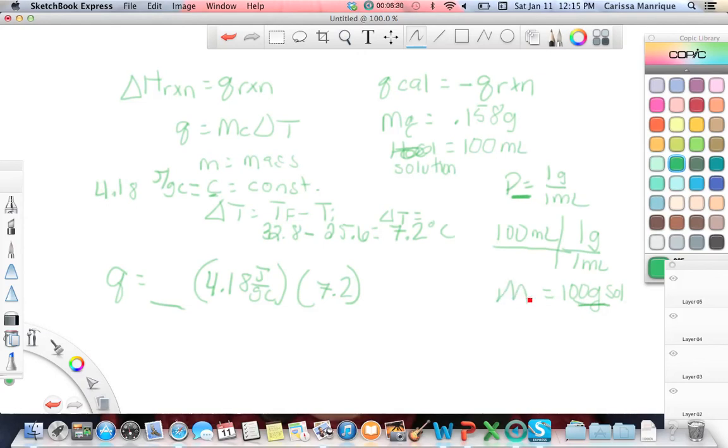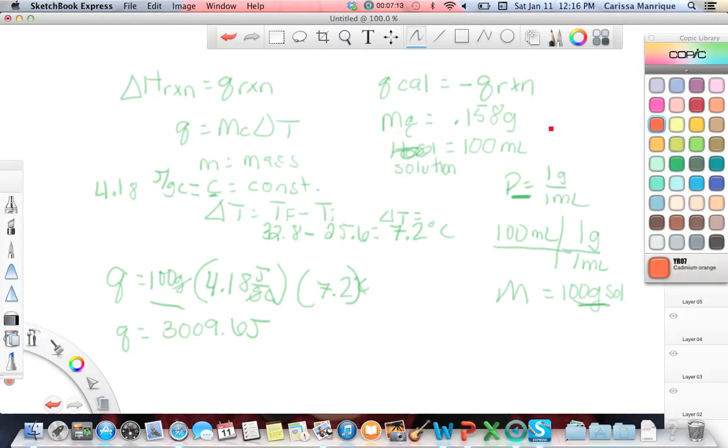And that will actually equal my M. So my M is 100 grams. So let's see, grams will cancel, that was in degrees Celsius. Degrees Celsius cancels, that'll leave me in joules. So Q, I multiply this out, 100 times 4.18 times 7.2. I will get 3,009.6 joules.